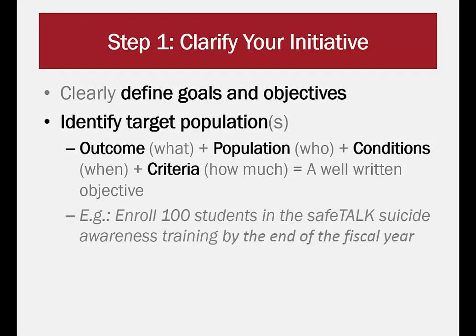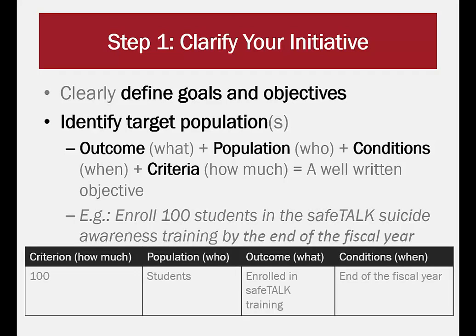Enroll 100 students in the Safe Talk Suicide Awareness training by the end of the fiscal year. Now, think about an initiative that you want to implement. Use the blank template below to help clearly define your initiative's goals and objectives. Once you have completed all of the steps in this evaluation planning activity, you can print a copy for your reference by pressing the printer icon in the top right corner of this page.